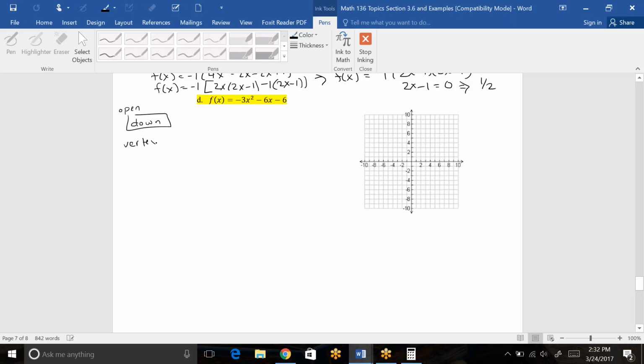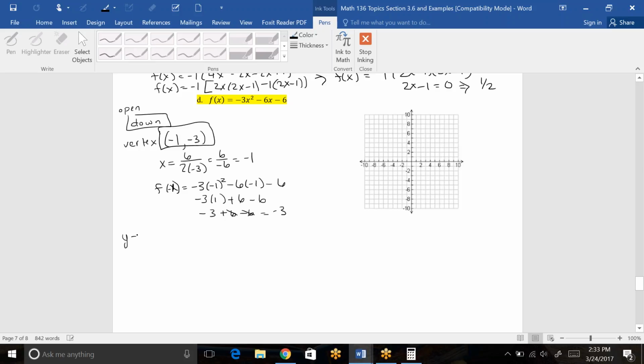For the vertex, x equals -b, which would be -6, that's +6, over 2a. 6 over -6 is -1. Plug that back in to find the y part of the vertex. -1 squared is 1. Negative times negative here is positive. So this is -3 plus 6 minus 6, which means it's just -3. So there's my vertex.